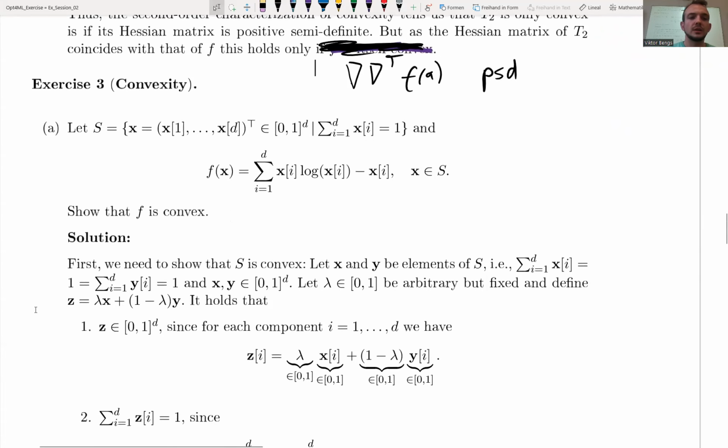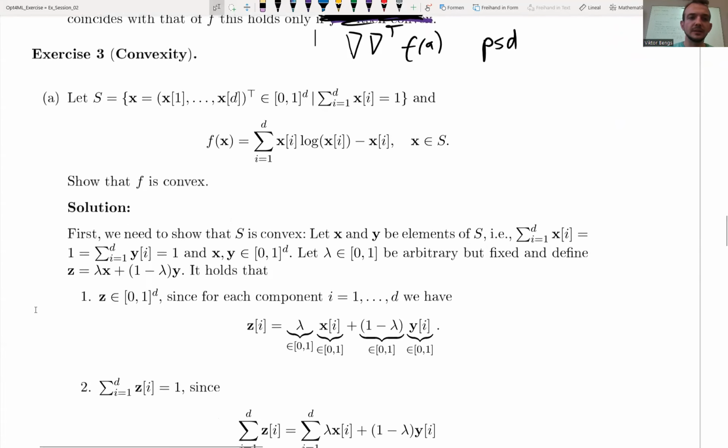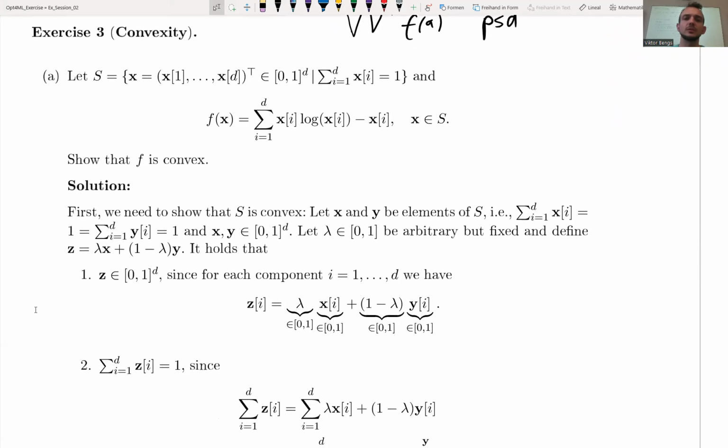All right, so I think this was all right. Then let's have a look at the third exercise, where we now want to verify convexity of two functions. The first function we look at, here we have to be careful, because now our domain for the function is S. It's not the d-dimensional real-valued numbers anymore, but something different. It consists of all d-dimensional vectors where the components are between 0 and 1, and where when we sum them up, we get a 1.